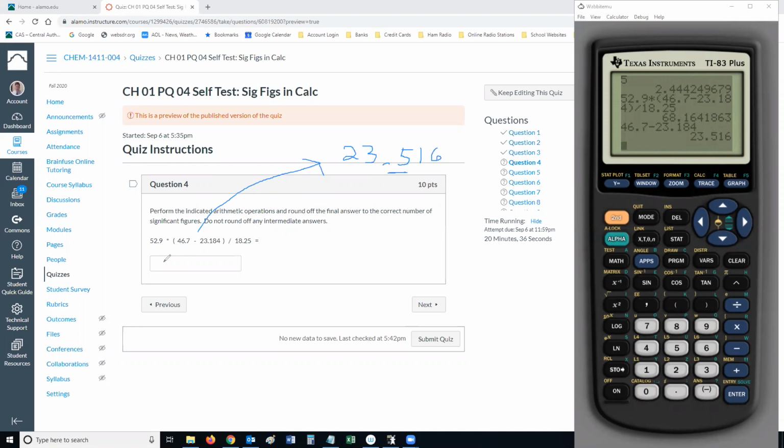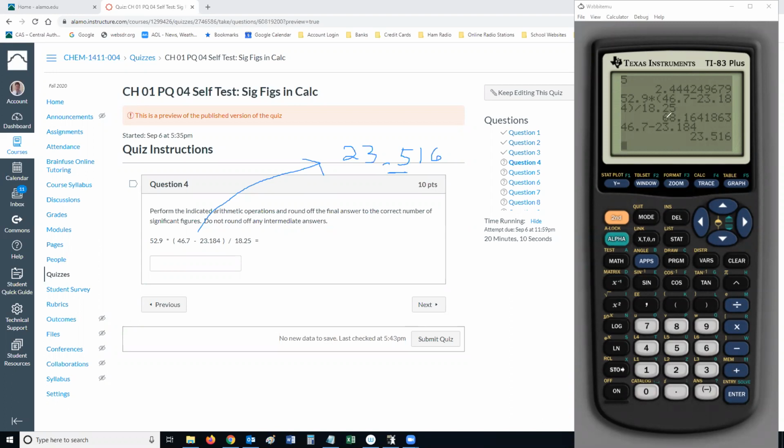And so 52.9 has 3 significant figures. This number in parentheses ends up having 3 significant figures. And then we're dividing by a number with 4 significant figures. So the smallest number of significant figures we encountered here is 3. And so we should round this to 3 figures.